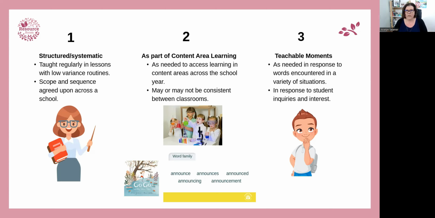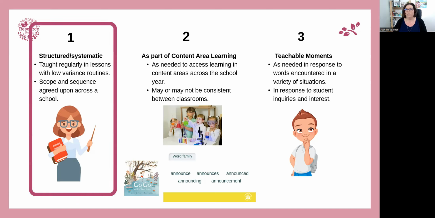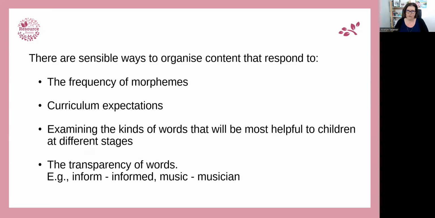But today, what we're going to look at in terms of that overview is box number 1, the structured and systematic approach. Now, while there isn't a set scope and sequence, there are sensible ways to organise content, I think, that respond to the frequency of morphemes. There's no point teaching some sort of random morpheme, well, they wouldn't be random, would they, but some morpheme that we're only going to see when we get to university. So we want to be teaching the morphemes that are going to be the most impactful for students.